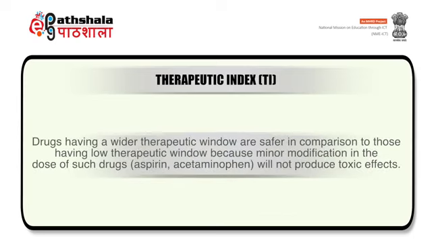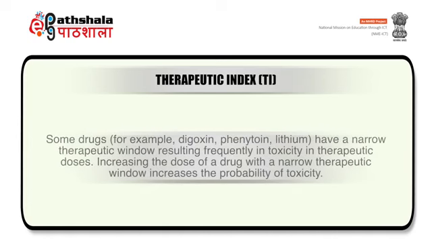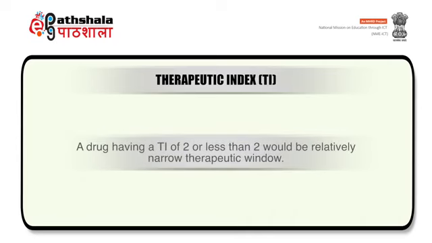Drugs having a wider therapeutic window are safer in comparison to those having a lower therapeutic window, because minor modification in the dose of such drugs will not produce toxic effects. Some drugs, for example digoxin, phenytoin, lithium, have a narrow therapeutic window, resulting frequently in toxicity in therapeutic doses. Increasing the dose of a drug with a narrow therapeutic window increases the probability of toxicity. A drug having a therapeutic index of 2 or less than 2 would have a relatively narrow therapeutic window.